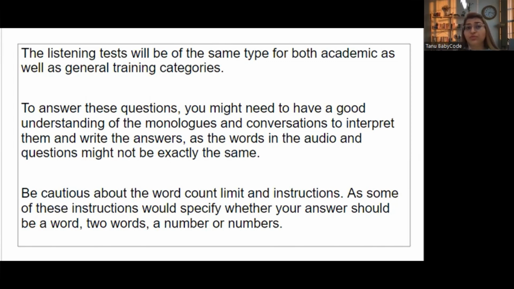Whenever you're writing your word count, just have a look at your instruction, that what is your word count limit. Be cautious when writing your answer because some of these instructions would specify whether your answer should be a word, or two words, or three words, or it contains number or numbers, right? So you have to look at your instructions first.